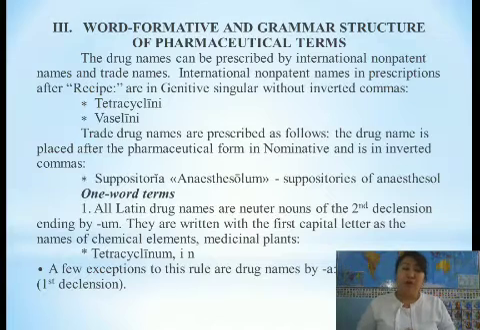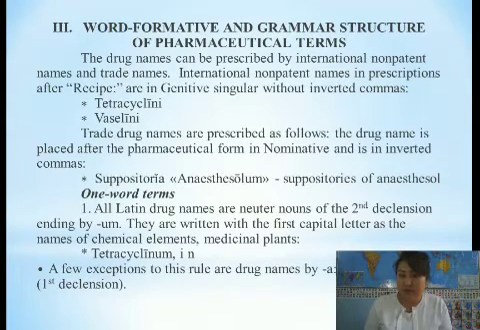And let's speak about one-word terms. All Latin drug names are neuter nouns of the second declension, ending in -um. They are written with the first capital letter, as the names of chemical elements and medicinal plants. For example, tetracyclinum, tetracycline, neuter, or novocainum, novocaine, neuter, and etc.